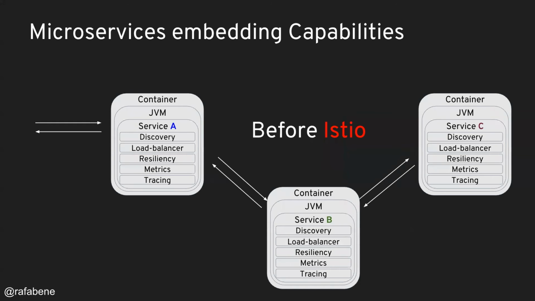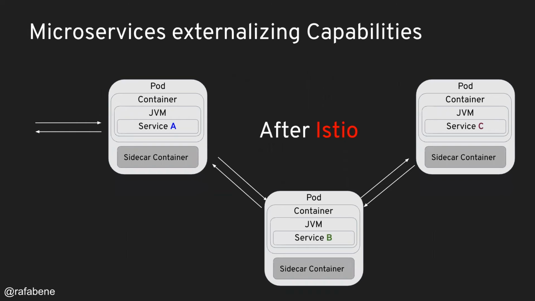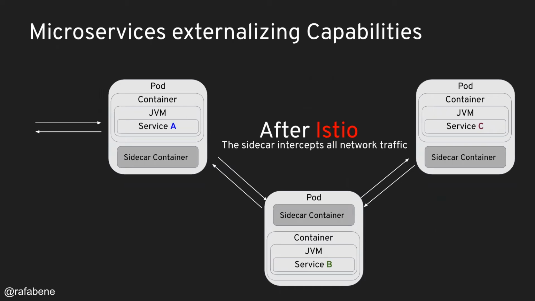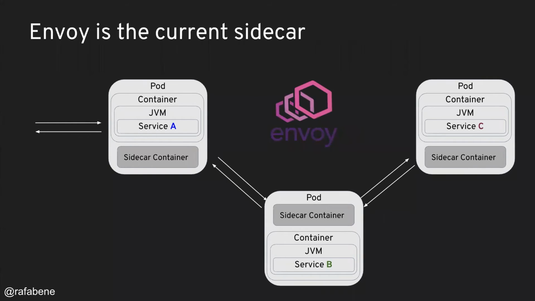Istio is a service mesh implementation. So before Istio, each microservice needed to have discovery, load balancer, resilience, metrics, and tracing in each application. With Istio, all those capabilities are inside the Sidecar container. The idea of the Sidecar container is to intercept all the network traffic and then perform what is needed in terms of traffic management and other things before sending the request to your application. This Sidecar container runs a proxy called Envoy, which is a very performant proxy written in C++.